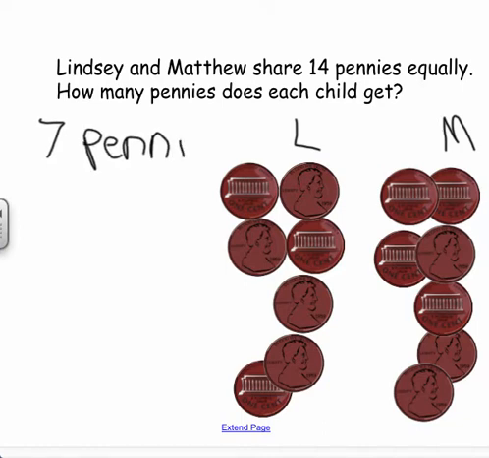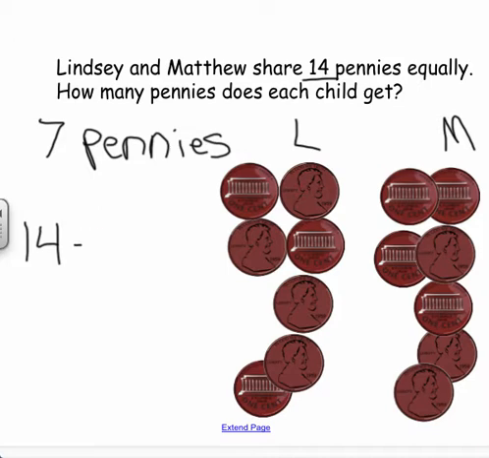Now, because we have split them up, we have used division. So I need to write a number model that uses division. I'm going to start by writing 14. That's our biggest number. Our biggest number always comes first when we do division. We started with 14 and then we divided.